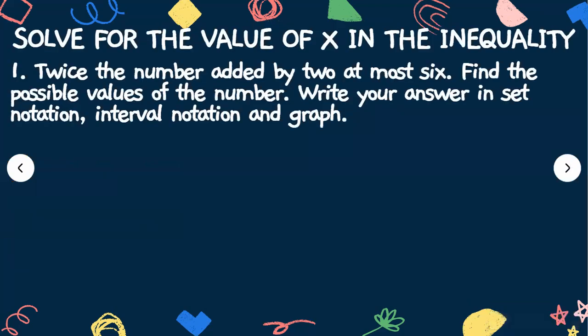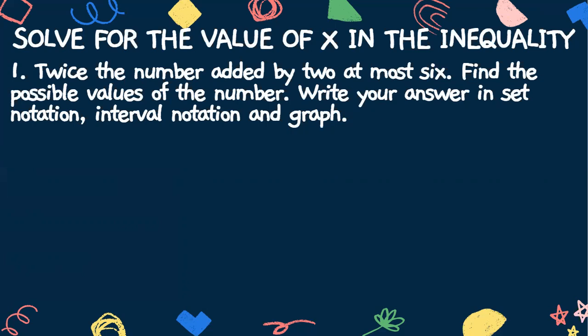Sabi dito, twice the number added by 2 at most. Ano yung at most natin kanina? That is less than or equal to. Okay? So that is at most. Less than or equal to. So yun po yung ating gagamitin.